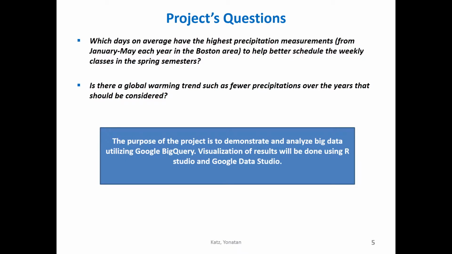Therefore, I would ask two primary questions when I do my analytics. The first question would be which days on average have the highest precipitation measurement for the spring semester in the Boston area, and this is to help better schedule the weekly classes in the spring semesters. And if there is a global warming trend such as fewer precipitation over the years, that would be considered.